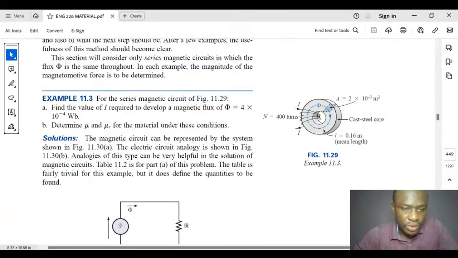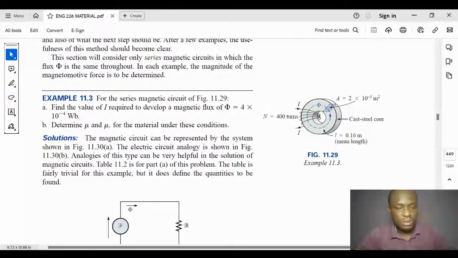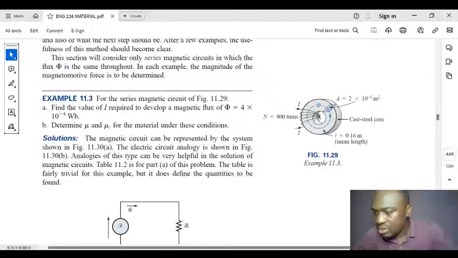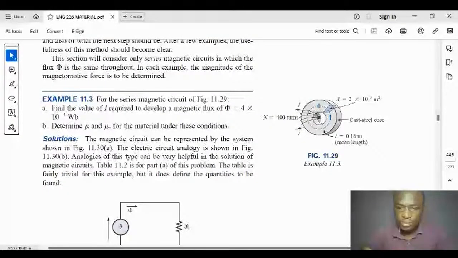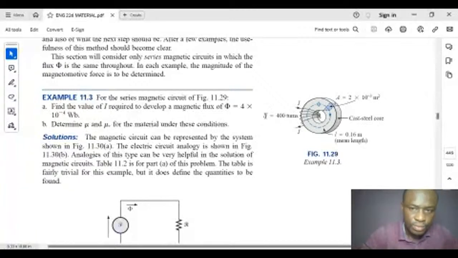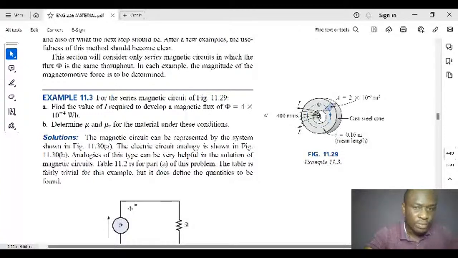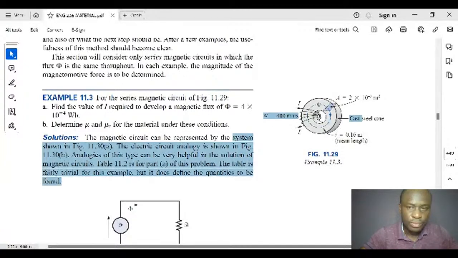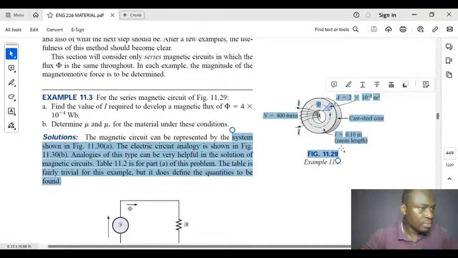Last week we solved this question for the series magnetic circuit of figure 11.5. Can you see my mouse?